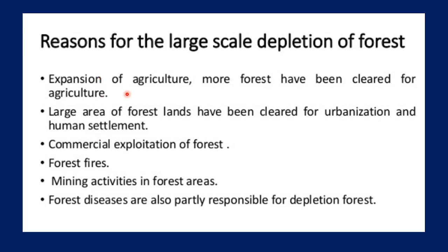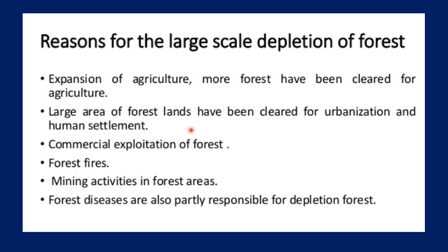One of the things is expansion of agriculture. More forests have been cleared off for agriculture. As I discussed in one of the early lectures, because of the population explosion, we need to have more food, more land. So naturally, what people do is they cut the forest. That's the easiest way, right? So this is affecting our environment.